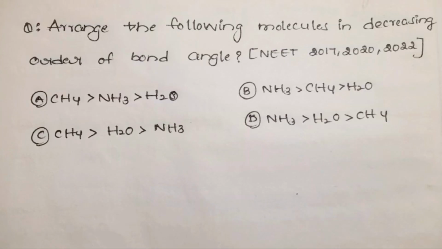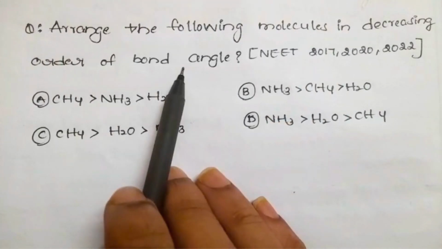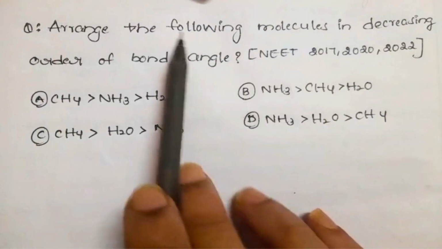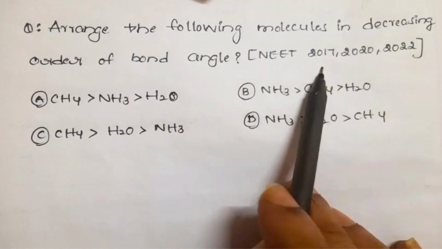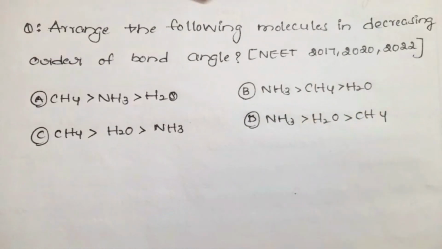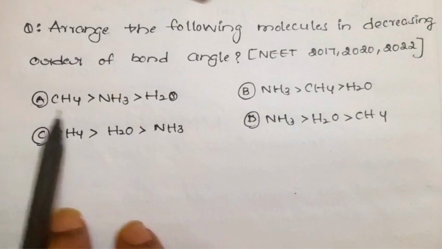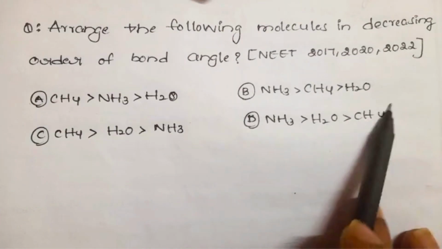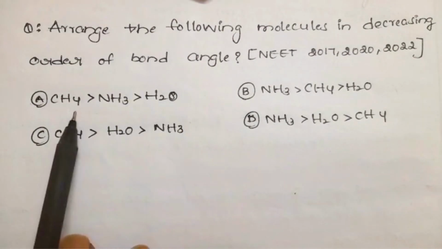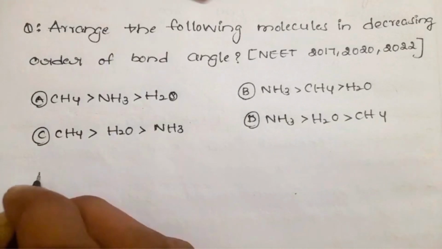Let's see another NEET important question. Arrange the following molecules in decreasing order of bond angle. These types of questions were asked in the 2017, 2020 and 2022 NEET exams. So listen carefully. They gave the order of the molecules, which is in the decreasing order of bond angle. So what are the molecules they gave?